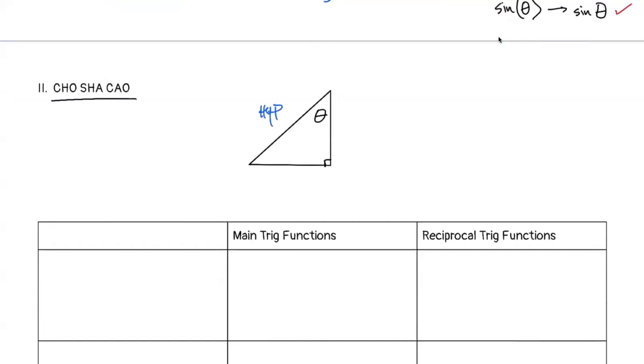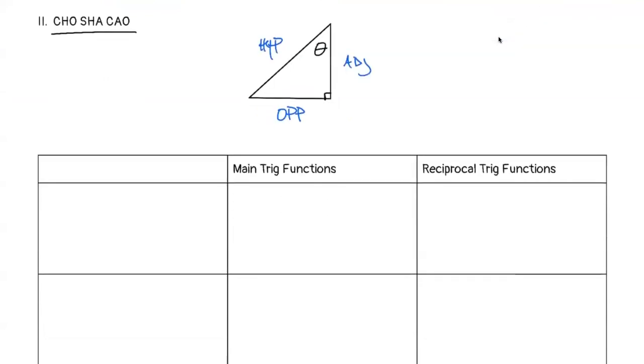Great. All right, where should we label the opposite? At the bottom. Love it. Okay, and that leaves adjacent to be the one that's on the right-hand side, right? Okay, so it doesn't really matter where our angle is, but everything is always in relation to this angle, okay?